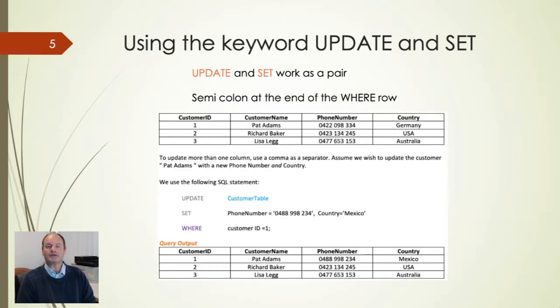So the SQL statement says that we will update the table, customer table, and we will set the new data of phone number to 0488 988 234 and the country to Mexico. This will be done to the customer where their customer ID is 1. Always remembering to put the semicolon at the end of the SQL statement. Spend a moment looking at this SQL and make sure you understand this.